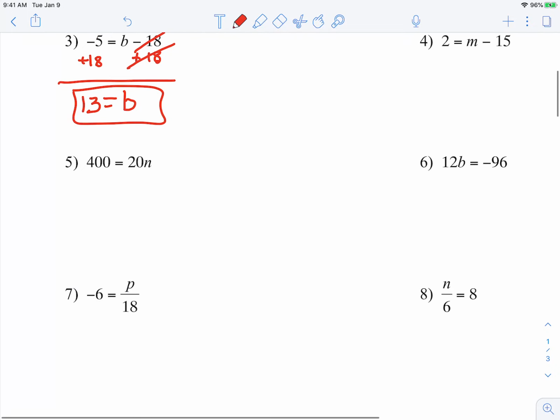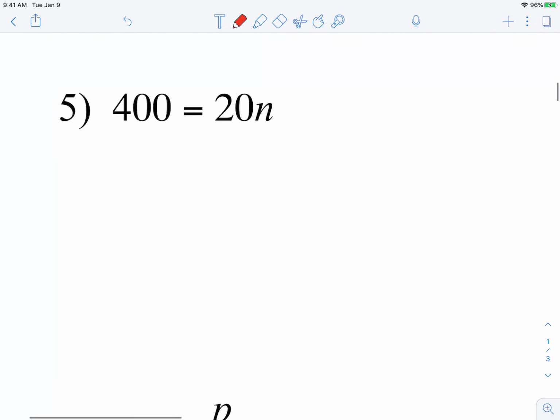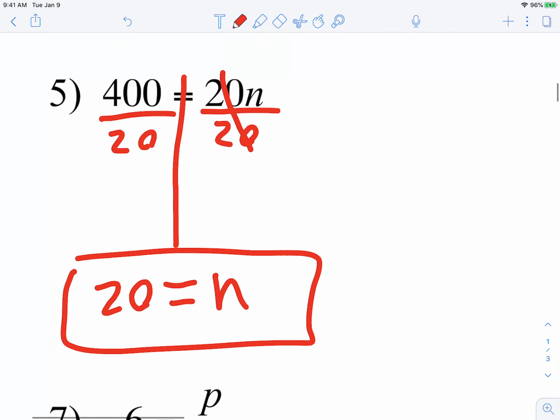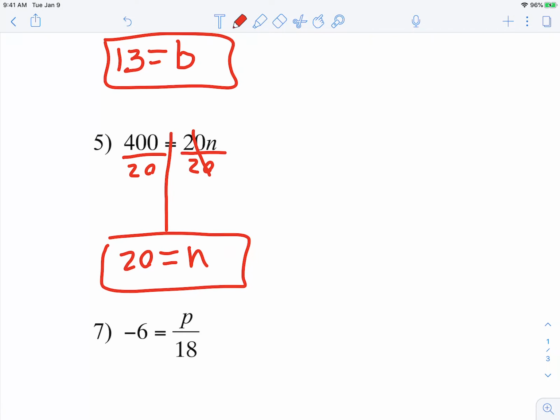So, all right, next one here, starting with another easy one there. So you got 20 times n. The opposite of times is divide. So we'll divide both sides here by 20. Here at the end, you should get n. 20 goes in the 40. Well, put it this way, 2 goes in the 40 20 times. So actually, I think that's going to be 20 right there. So there you go. Not too bad there on that one.